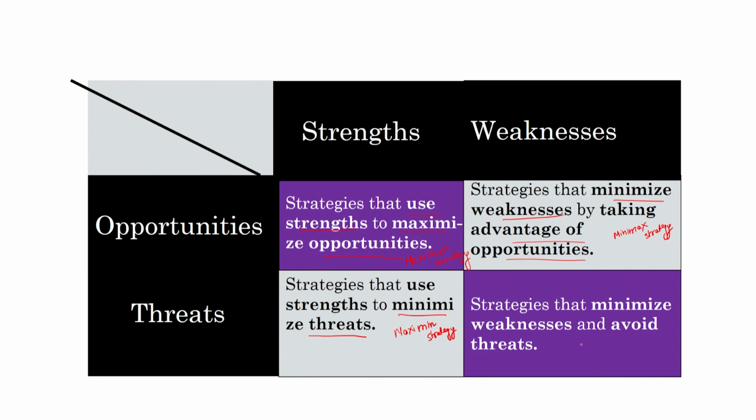Like your threat is same, that is some stagnation is expected in your industry, and your weakness is your high operating cost. Now what will you do? This is the time you have to play defensive. You will be required to follow a mini-min strategy. That is, minimizing your weaknesses to neutralize the impact of threats. That is what is mini-min strategy.